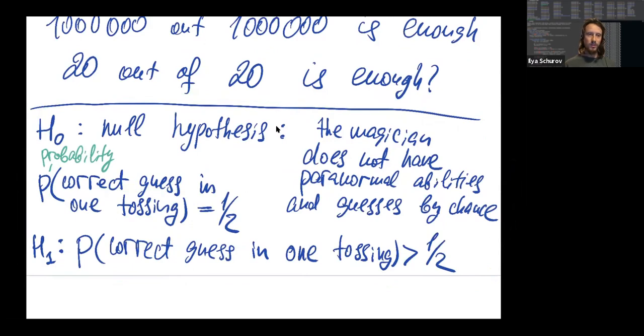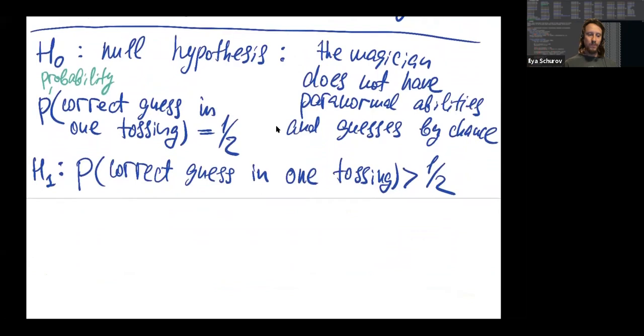Now, what about the alternative if P is less than 1/2? This is a good question, but I will not discuss it right now, just to simplify things. So I'm now interested only in a person who can guess more often than one half. It is possible that some person has a very strange paranormal ability. They guess correctly in less than 1/2 of cases. It is actually, again, very strange, because I can transform this person into a normal person who guesses like this, because I can just invert their guesses. But I'm interested now only in this alternative.